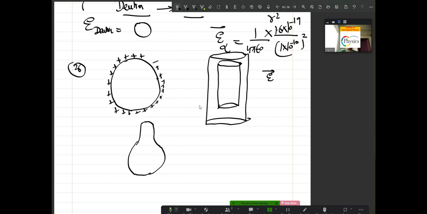And then you have one more shape, which is the shape of a lightning conductor. Lightning conductors are available on top of high-rise buildings. If you go to the terrace of your house in Sonipat, you will find very sharply pointed lightning conductors. Whenever lightning strikes from the cloud and comes down, it breaks the air. Air is an insulator.